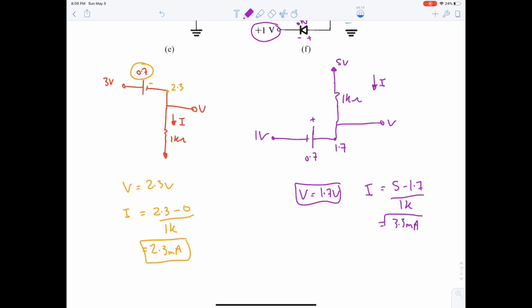milliampere. Okay, now I think I will pause this video here, and in the next video we will talk about small signal analysis. Then in a further video we will speak about Zener diodes.